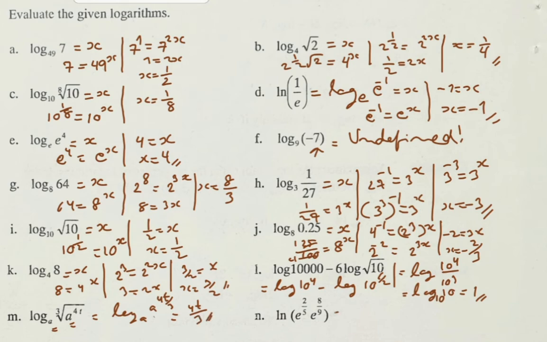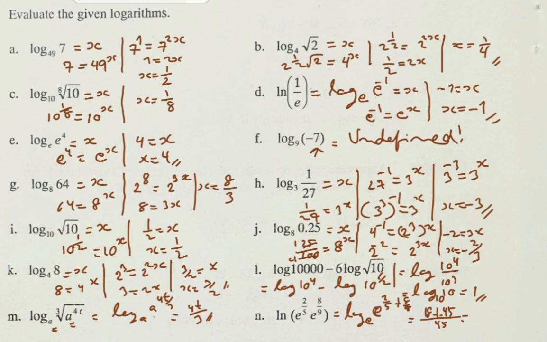And here e the same base. ln is log base e. And e to the power 2/5 and e to the power 8/9: you multiply them, then you will get e to the power 2/5 plus 8/9. So what is log base e of e? The same. So log and e cancel, you get 2/5 plus 8/9. Okay, 5 times 9 is 45. And 9 times 2 is 18. 8 times 5 is 40. Okay, check.